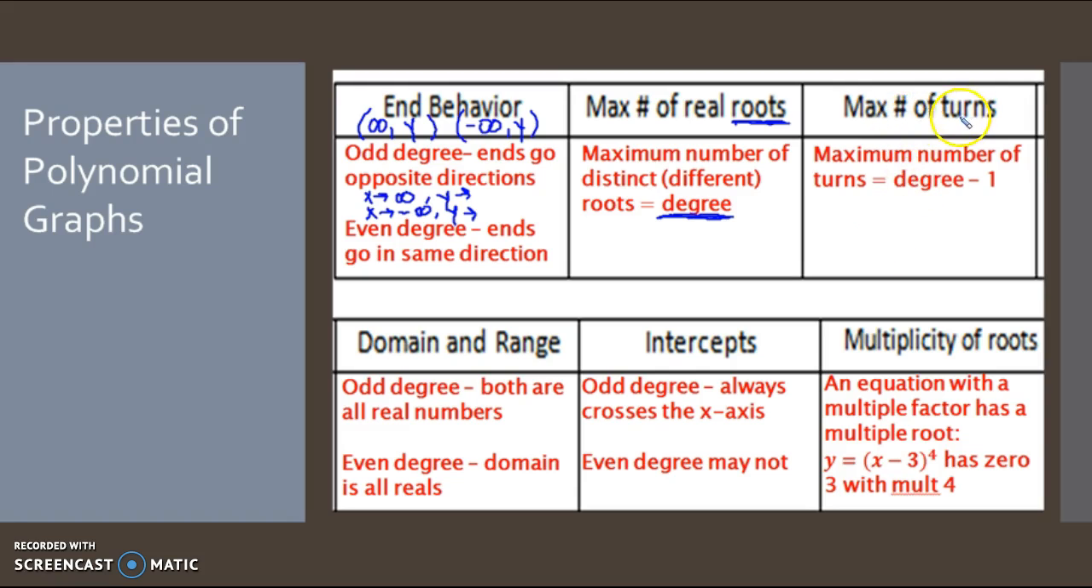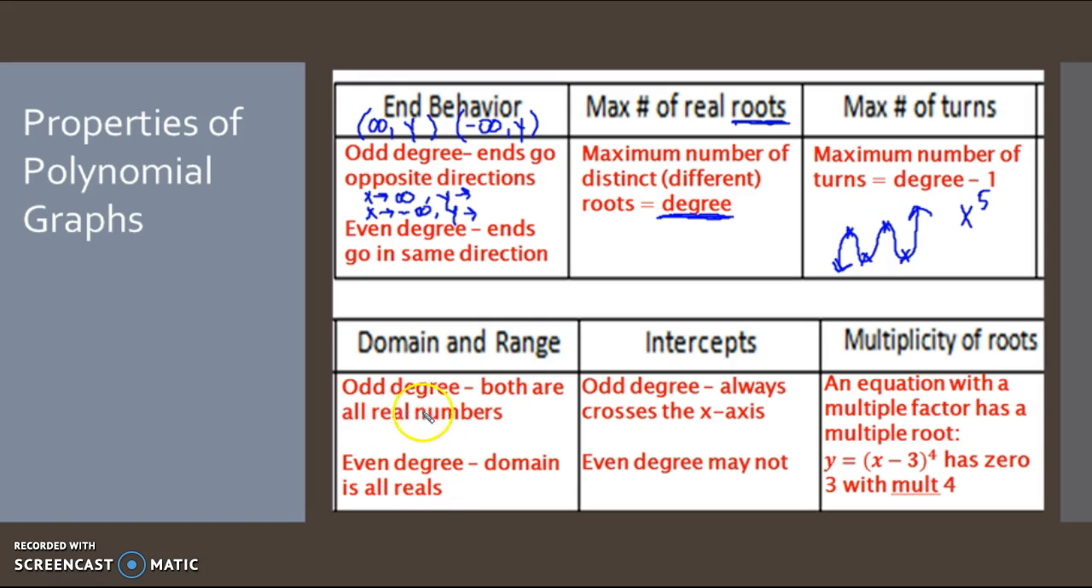Okay, the number of turns, right? So for example, you might have a graph that does this. Right, so here's a turn, here's a turn, here's a turn, here's a turn. Right, so the maximum number of turns is the degree minus 1. So in this case, because there's 4 turns, it would have to be at least a 5th degree polynomial, because it's the degree minus 1. And that's just the maximum number of turns.